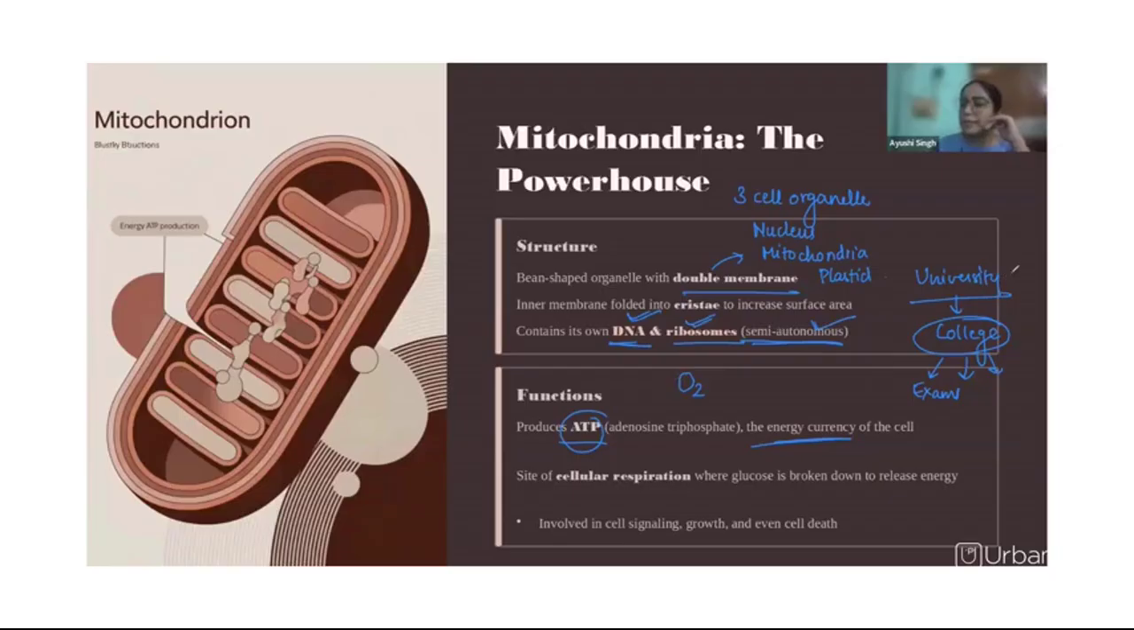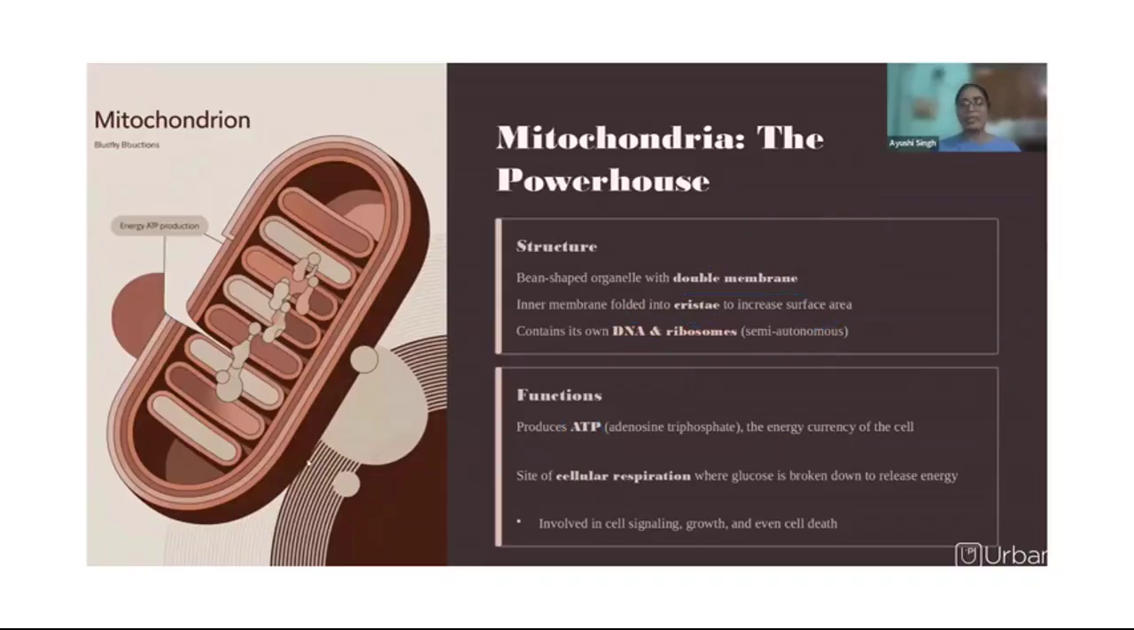Okay, the university can conduct their examination maybe in October, the college can conduct it now. Okay, but the degree which you will get will be from the university. So this is just a real life example I'm giving. That's how autonomous things work. They can make their own decision. Okay, so mitochondria can also do the same thing.